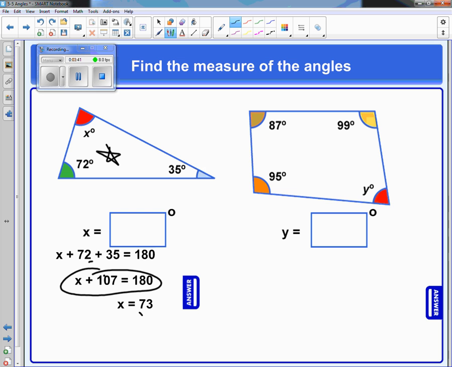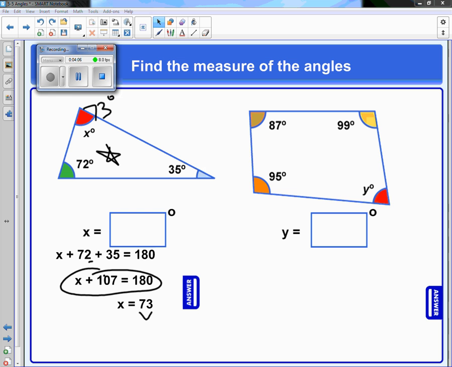How did we find out that 73 was our answer? 180 minus 107. Because we have to isolate my variable. Okay, good. So this would be 73 degrees. Now they're all acute angles. Look at the next one. Now go ahead and draw your quadrilateral.